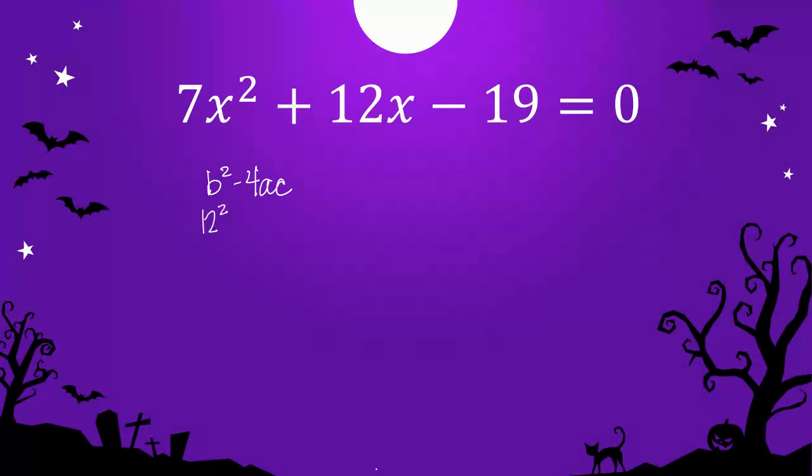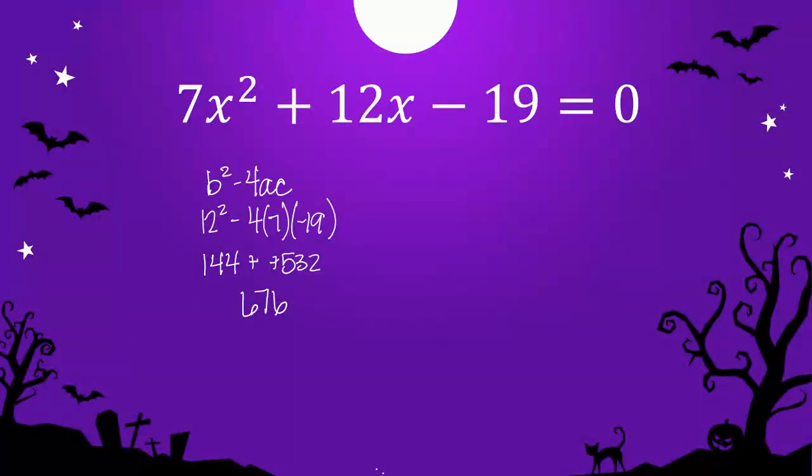So I'm going to put these numbers in, and I'm going to find 12 squared is 144, and then 4 times 7 times negative 19 is negative 532. Remember that when I'm subtracting a negative, it becomes positive. So I'm going to add 144 and 532, and I'm going to get 676, which I'm just going to check to see if that has a square root. It does, so this is actually factorable, believe it or not.